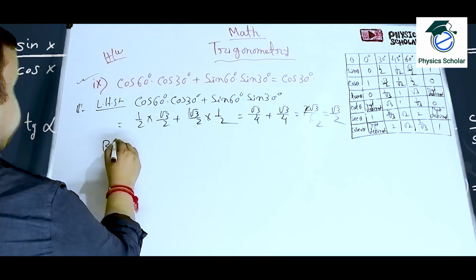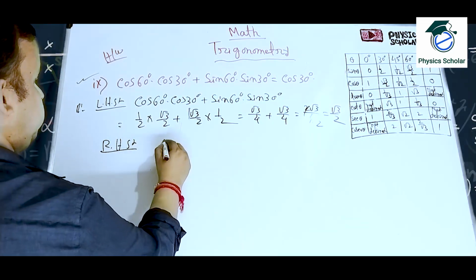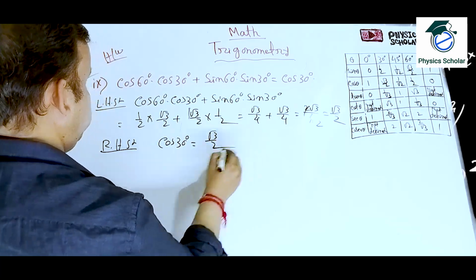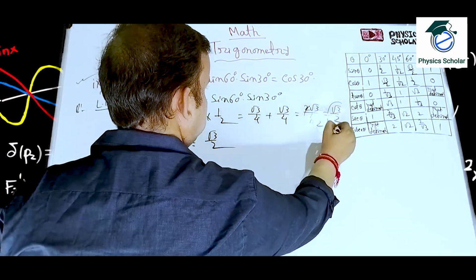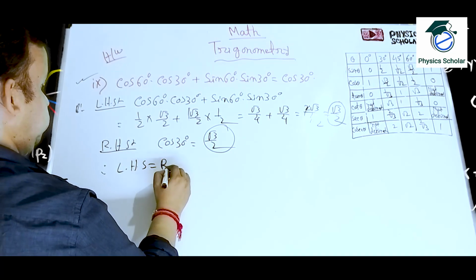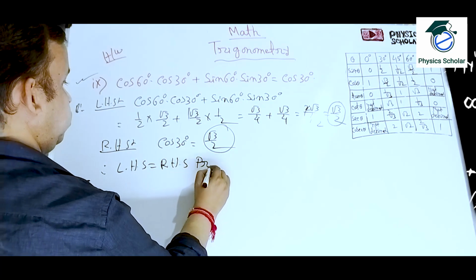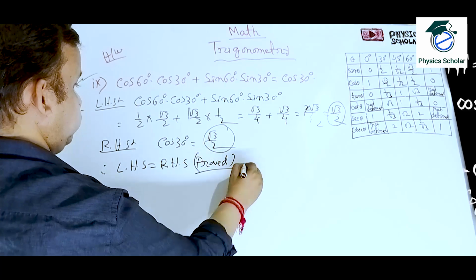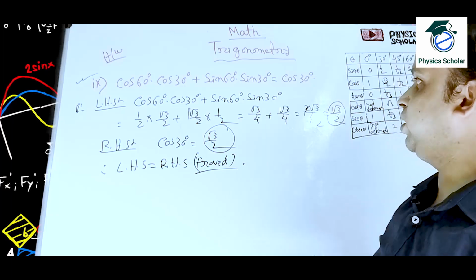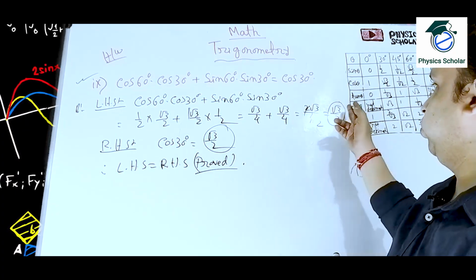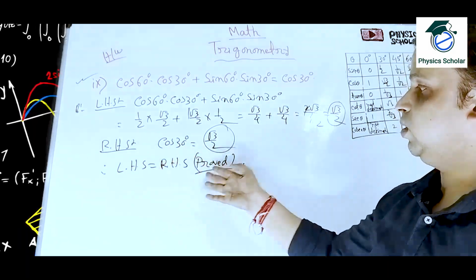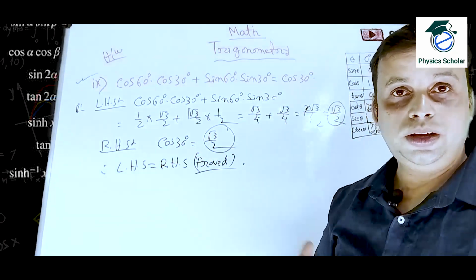Now right hand side. Right hand side means cos 30 degree. What is the value of cos 30 degree? Root 3 by 2. So that means this is also root 3 by 2 and this is also root 3 by 2. So what can we write? Left hand side is equal to right hand side. This is also proved. So very easy. I am only putting the values of cos 60, cos 30, sin 60, sin 30, and root 3 by 2 is coming, and the cos 30 degree value is also root 3 by 2. That means left hand side is equal to right hand side. Hope you have understood this.